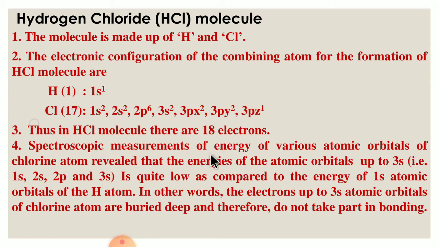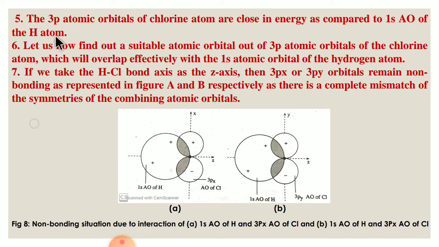The spectroscopic measurements of energy of various atomic orbitals of the chlorine atom reveal that the energies of the atomic orbitals up to 3s, that is 1s, 2s, 2p and 3s, are quite low as compared to the energy of the 1s atomic orbital of the hydrogen atom. In other words, the electrons up to the 3s atomic orbitals of the chlorine atom are buried deep and therefore do not take part in bonding. The 3p atomic orbitals of the chlorine atom are close in energy to the 1s atomic orbital of the hydrogen atom.